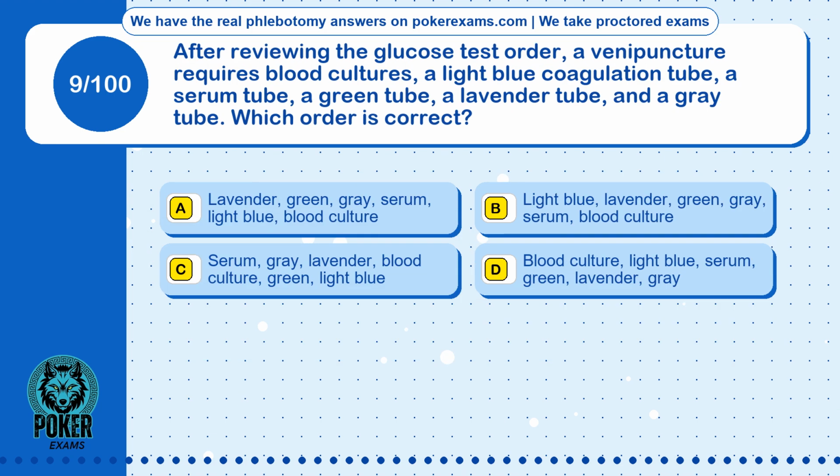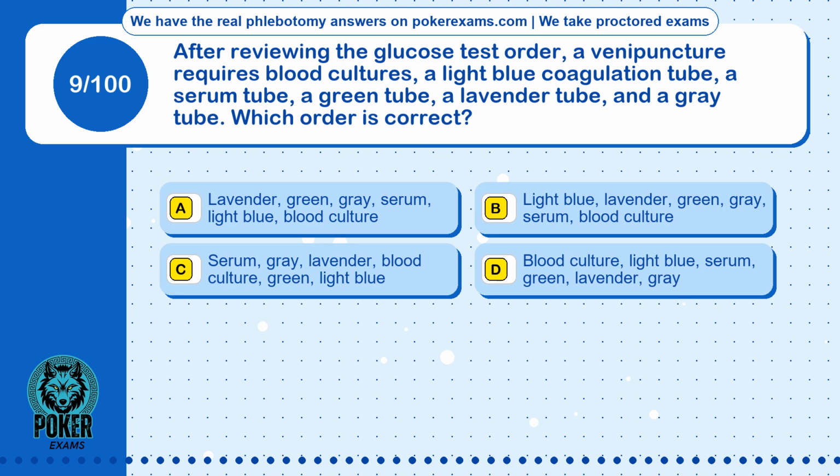Question 9. After reviewing the glucose test order, a venipuncture requires blood cultures, a light blue coagulation tube, a serum tube, a green tube, a lavender tube, and a gray tube. Which order is correct? Option A, lavender, green, gray, serum, light blue, blood culture. Option B, light blue, lavender, green, gray, serum, blood culture.